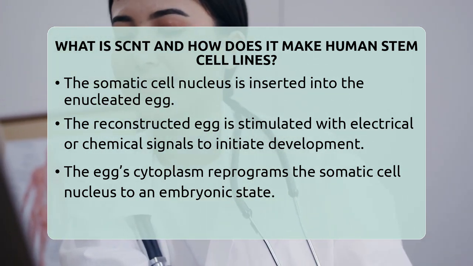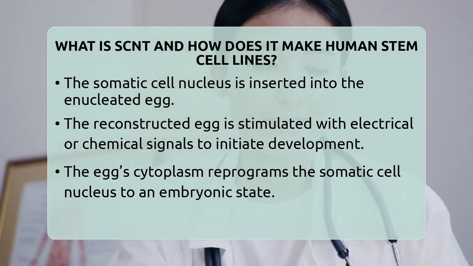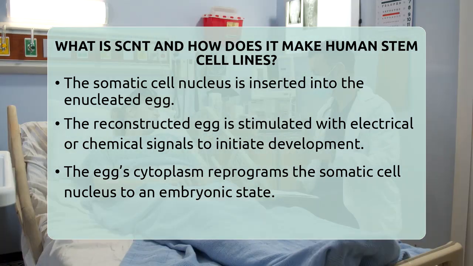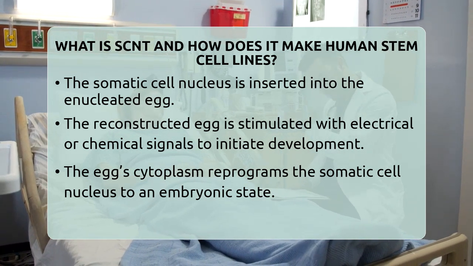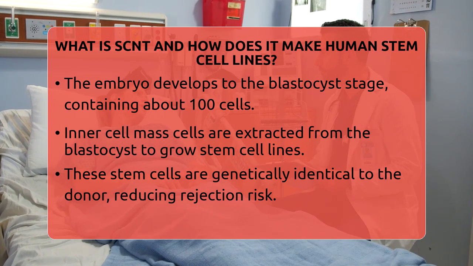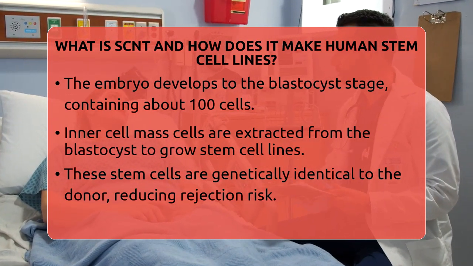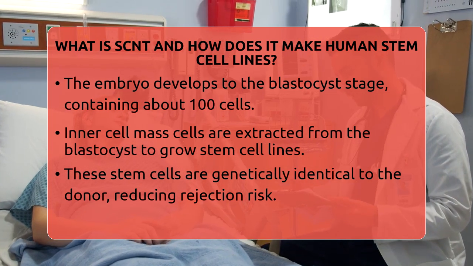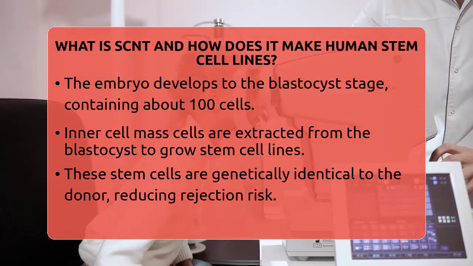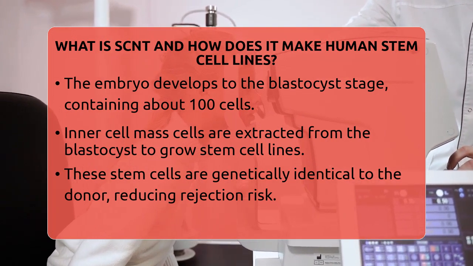state. As the embryo grows in the lab, it reaches the blastocyst stage, which is a tiny ball of about 100 cells. Inside this blastocyst, there is a group of cells called the inner cell mass. Scientists can carefully remove these cells and grow them into stem cell lines. These stem cells are genetically identical to the person who donated the original somatic cell.